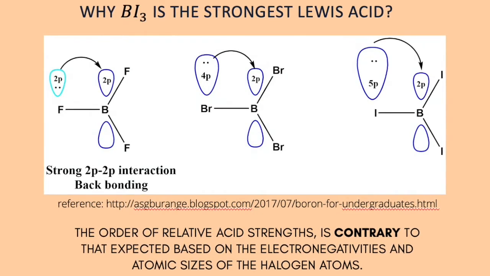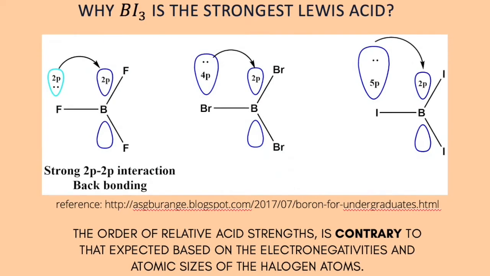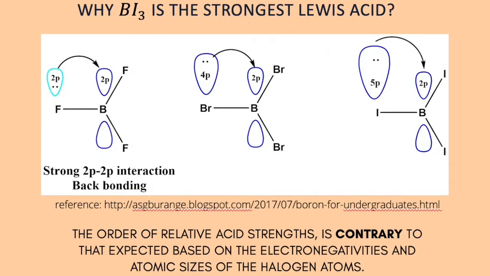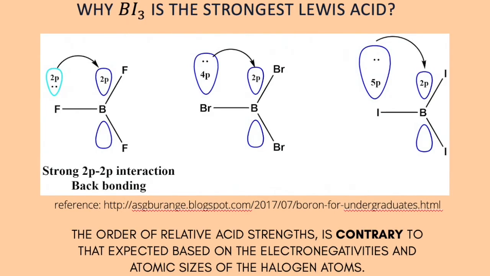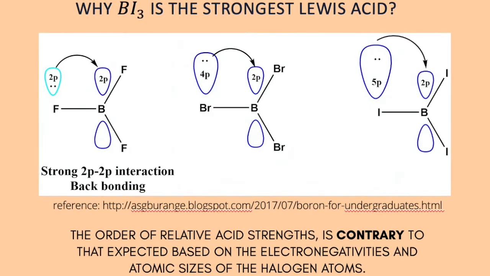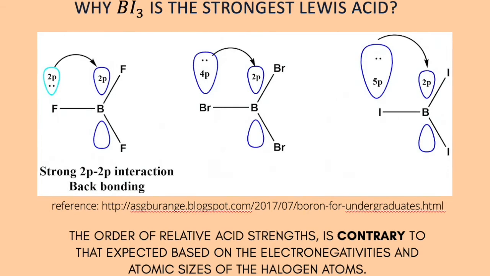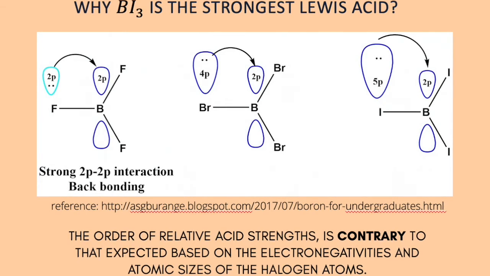A Lewis acid is a compound that is electron deficient. So which of these 3 compounds is most electron deficient? BI3, because the donation of electrons from iodine to boron is less effective, and that is the reason why BI3 is the strongest Lewis acid and the most electron deficient.